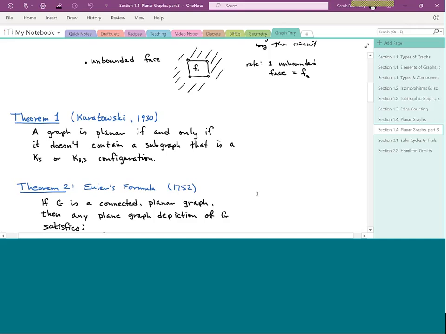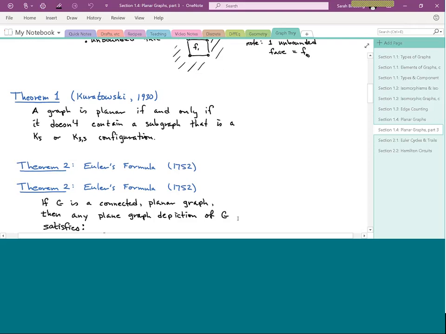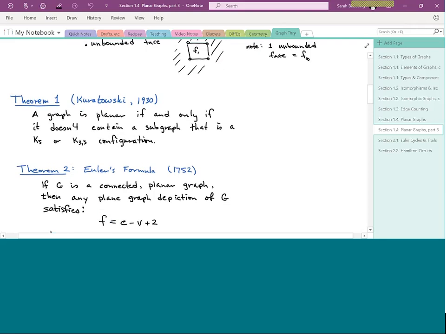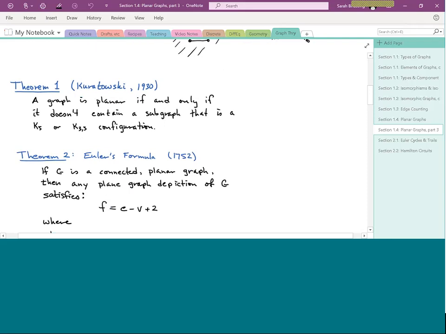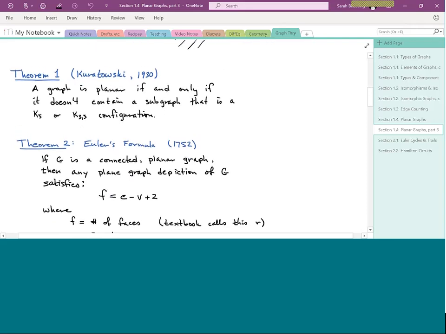Now, suppose you have a connected and planar graph, then any plane graph depiction of this graph. So note, if your planar graph is currently drawn so edges cross, you have to uncross the edges before this works. Okay? So then what you get is a formula. And the formula is, and this is the standard way it's written, F equals E minus V plus 2. And here's what all that means.